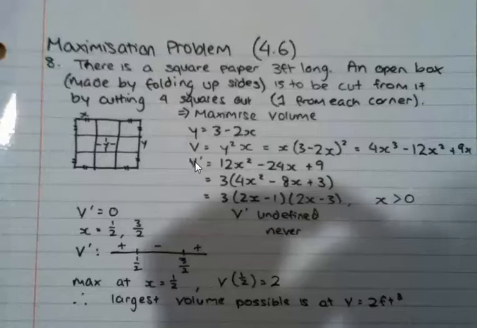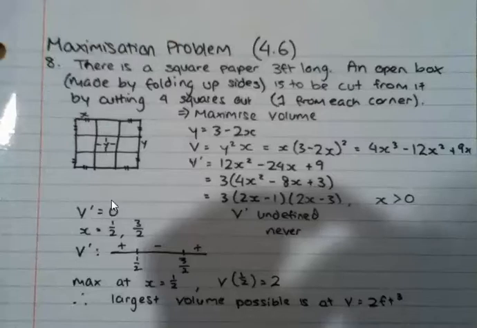The derivative equals 12x squared minus 24x plus 9, just using the simple derivative rules. We can factor out a 3, so that's 3 times (4x squared minus 8x plus 3). If we multiply the 3 and the 4, that gives 12, and what multiplies to give 12 and adds to give negative 8 is negative 2 and negative 6. Then we put those in and factor out the 2 from each, and that gives you 3(2x minus 1)(2x minus 3), where x is greater than 0 because it's a length, so it has to be positive.